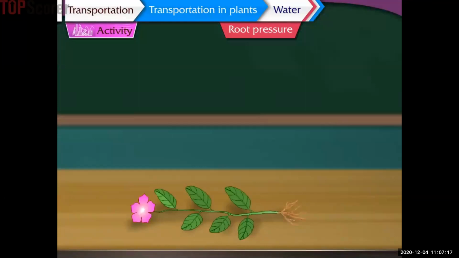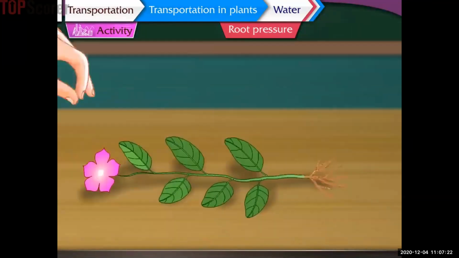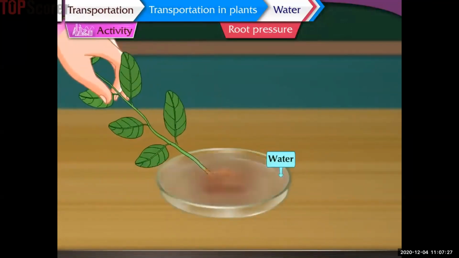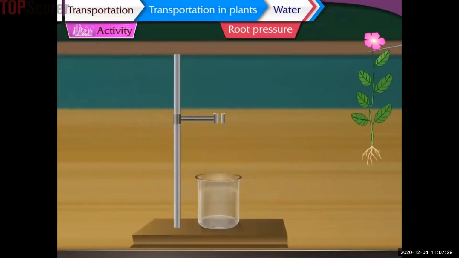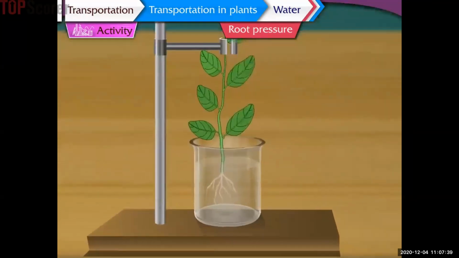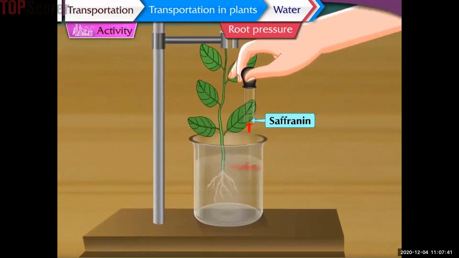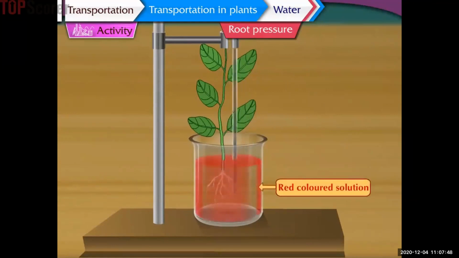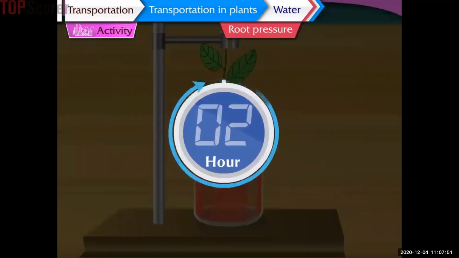Activity. Let us take a small herbaceous plant like periwinkle or balsam along with its roots. Wash its roots thoroughly by shaking it in a container filled with water. Place the plant in a beaker containing water and attach it to the stand with a clamp so that it remains erect with the roots spreading in the water. Add a few drops of safranin or red dye eosin to the water. Stir the water carefully with a glass rod. We see that the water turns red.